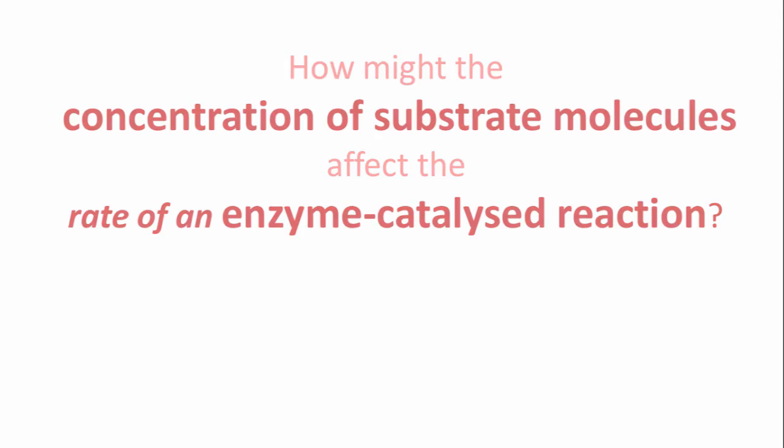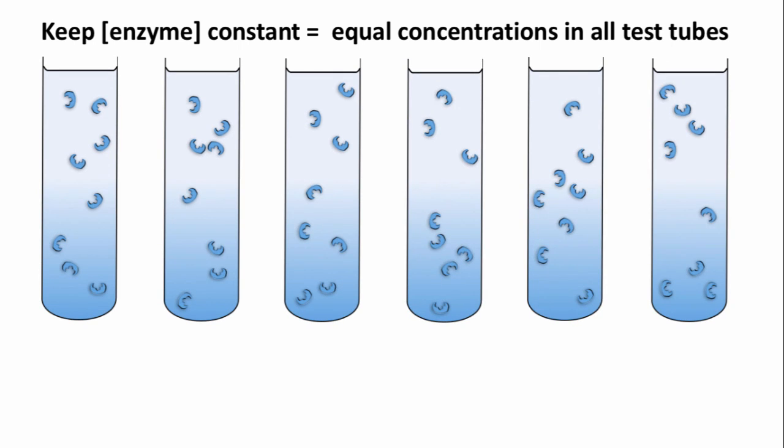One possible way is to set up many different concentrations of substrate molecules in many test tubes, and we can then keep the enzyme concentration constant in all these test tubes. I have a diagram here to show you 6 different test tubes with equal concentration of enzyme molecules.